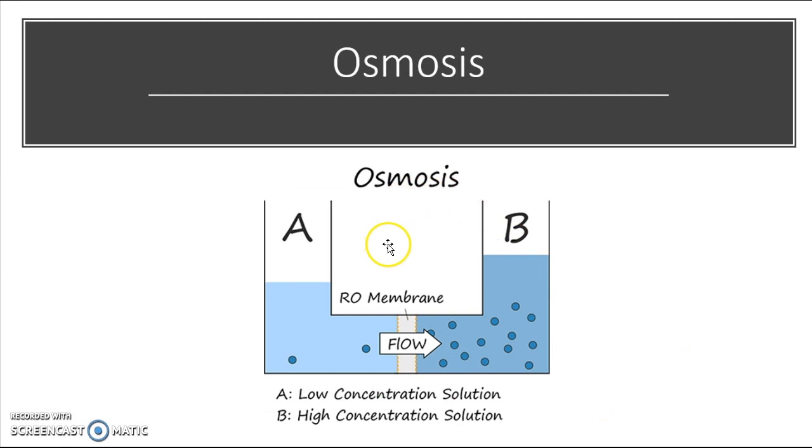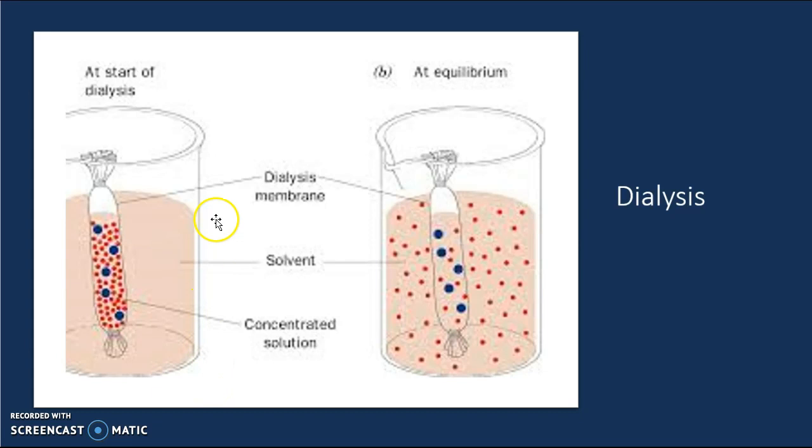It's very important for you to remember the concept of osmosis. Osmosis is the flow of solvent from low concentration to high concentration through a semi-permeable membrane, while dialysis is the movement of particles from high concentration of particles to low concentration through a semi-permeable membrane. Here we have the example of the dialysis bag that we made in the lab.